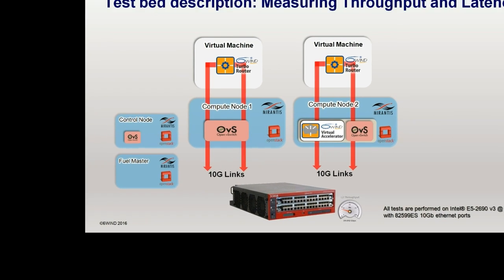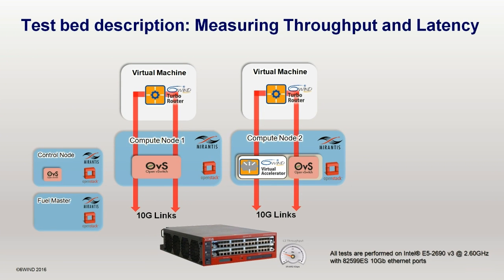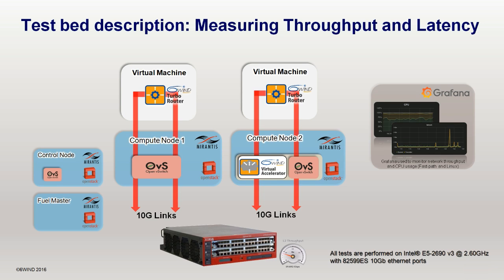Now we measure and compare throughput and latency of 6Win Virtual Accelerator and standard Linux OVS. The testbed comprises 2 compute nodes, one with Linux OVS and one that includes 6Win Virtual Accelerator. Both nodes have the same VM, 6Win Turbo Router, to remove any bottlenecks linked to packet processing capabilities of the VM. An Ixia traffic generator generates traffic and measures throughput and latency. Grafana will be used to collect statistics from the nodes.